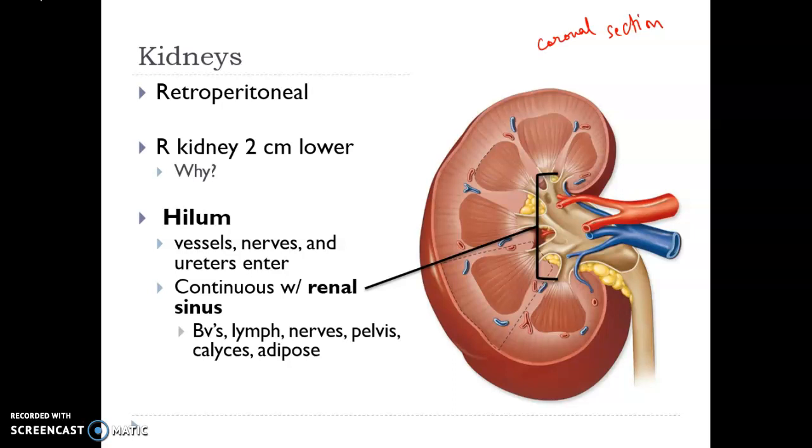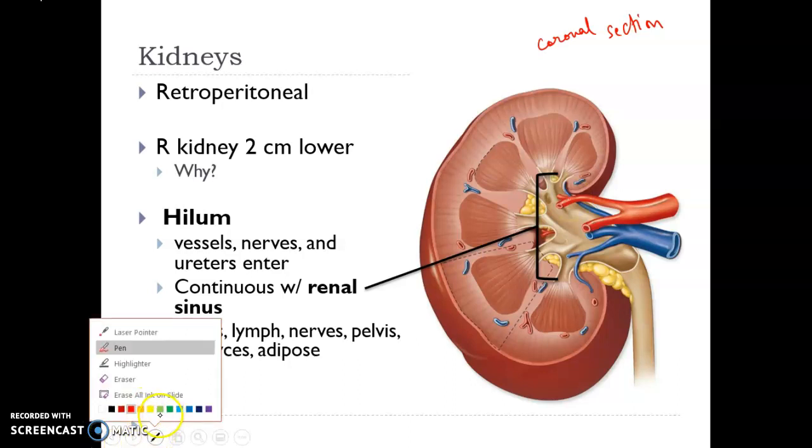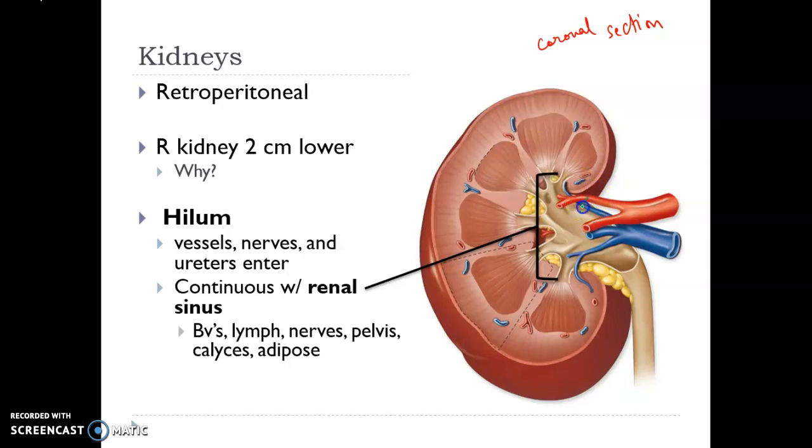There is another structure called the hilum, which is this dented part. Let me see if I can change color. So the hilum is this dented region. Do you see this dented part of the kidney? That is called the hilum. And it is actually the place through where blood vessels, nerves, and ureters enter and exit the kidney. The hilum is continuous with this area, and this area is called the renal sinus. That's the renal sinus.